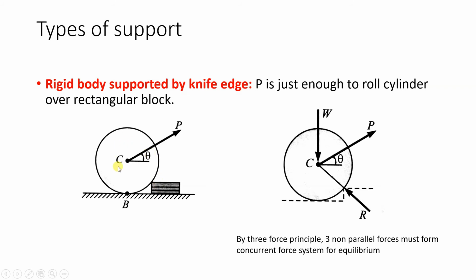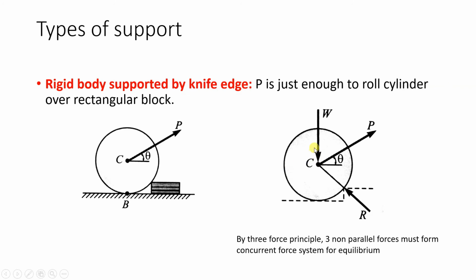Okay, now if you want to draw the FBD of this, how to draw this? This is a knife edge support. Now the reaction from this will pass through the center, then the weight will act in the downward direction, and this pull force is acting from the center. Now here the question is, why are all the three forces acting through the center only?